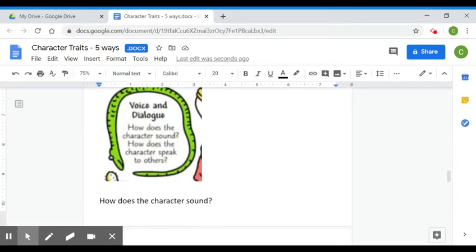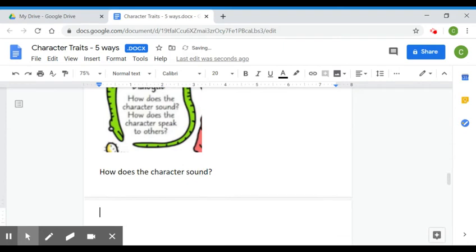Voice and dialogue. How does this character sound to you? What does he sound like? Well, I'm going to tell you he sounds like a big brother. Huh. Well, what does that mean? I think. Notice those words, I think. What strategy am I using to figure these things out? Well, whenever we decided what the theme was, we were using our inferencing skills to figure out what the theme was.